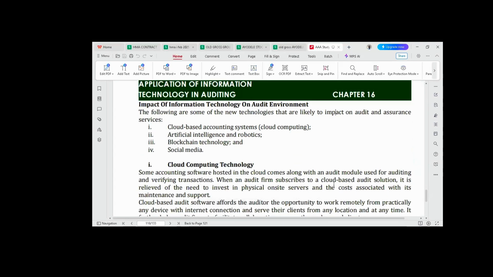We have the cloud-based accounting system. We have artificial intelligence and robotics. We have blockchain technology, and we have social media. There are still more, okay? These are just some of the things we'll be looking at.